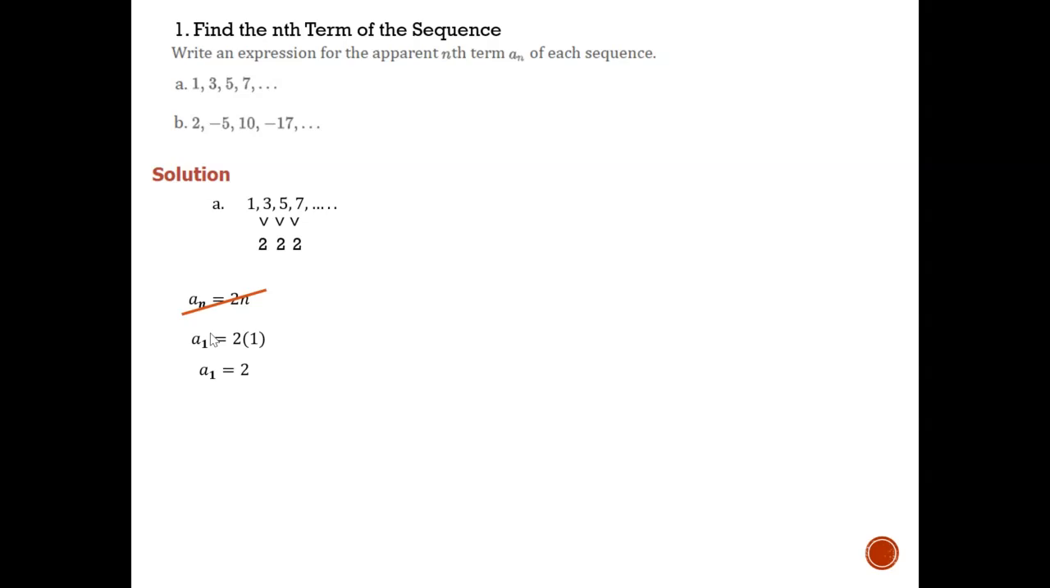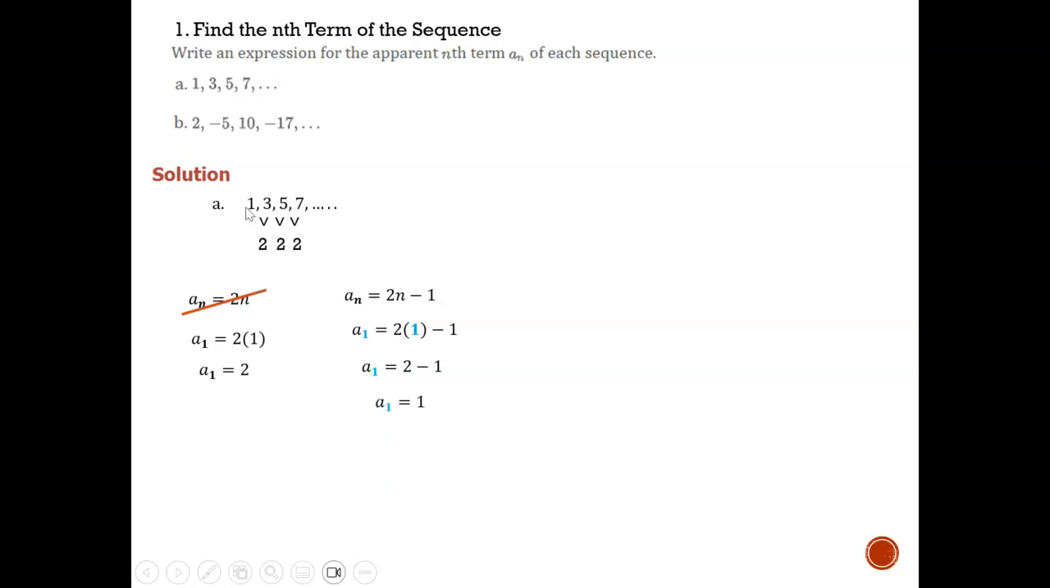Now if we have 2 and we need 1 for the first term, how about if we subtract 1 from the formula? Let's see if that one works. Again, we'll start with a1. If we plug in a1, it's going to give us 2 minus 1. It's going to give us 1.